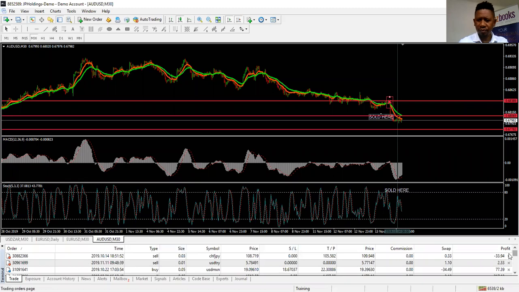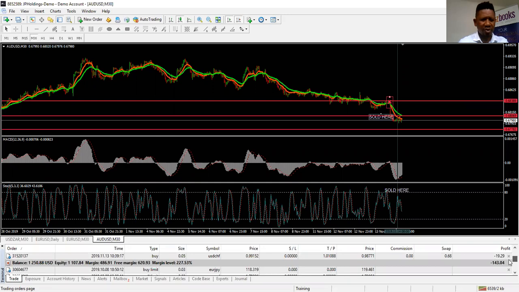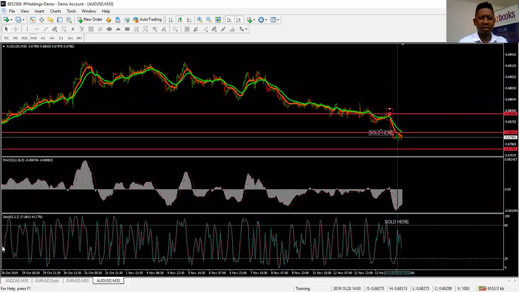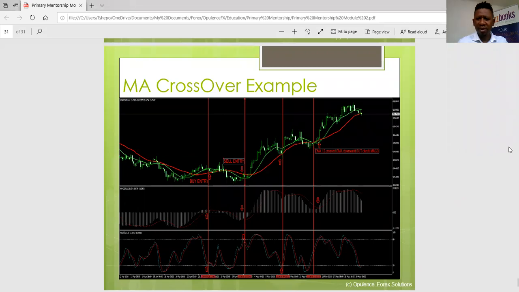So this demo account is now left with 1,250. So we can use the equity amount, let's say 1,000, because this account has got $1,000. We are now going to be estimating using it. I would like us now to go look at how to determine the lot size.